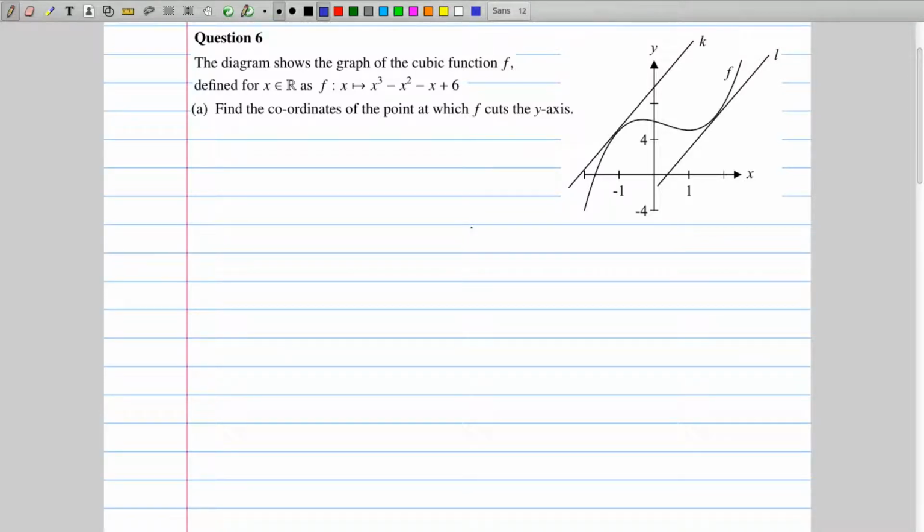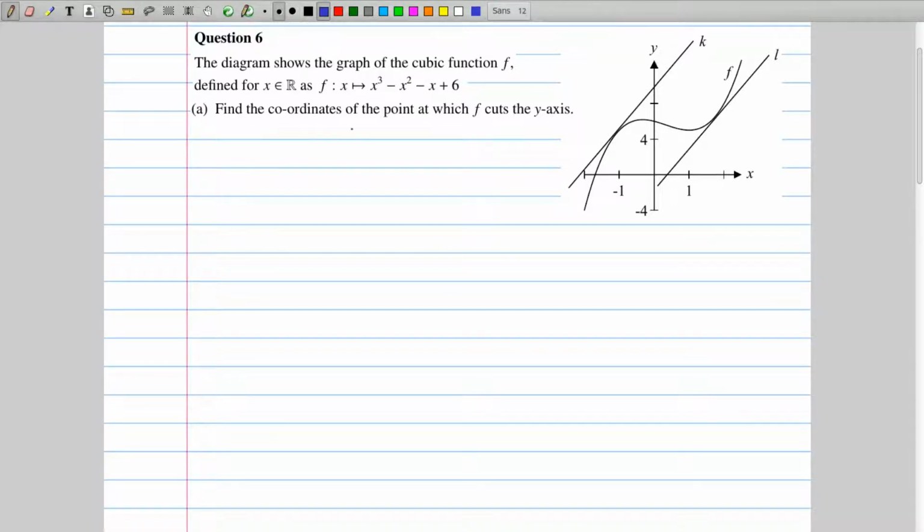Today we're going through the 2012 paper 1 and we're looking at question 6. Now this question is all about functions and calculus. So it gives us this diagram here which shows a graph of this function f, it's the curvy one, and it also has these two lines k and l, but they don't come in until a little bit later. It does tell us the function f is defined as x cubed minus x squared minus x plus 6.